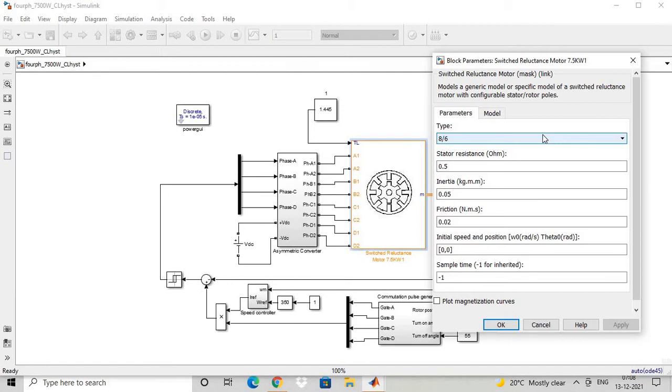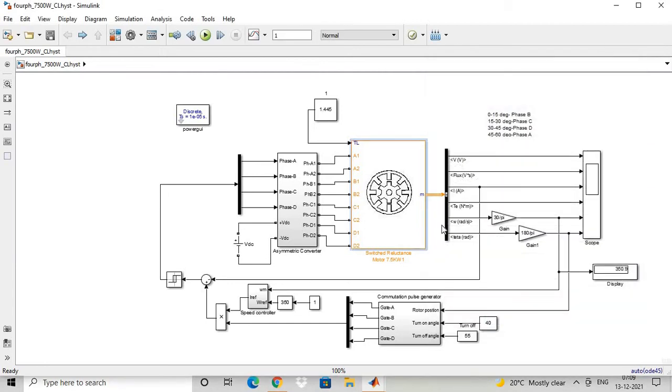Regarding the motor model parameters, stator resistance is 0.5 ohm, inertia 0.05 kg m squared, friction 0.02 Newton meter second, initial speed and position are 0, and sample time is -1. Then for the machine model, unaligned inductance is 9.15e-3, aligned inductance is 145.9e-3, saturated aligned inductance is 0.15e-3, maximum current is 35 ampere, and maximum flux linkage is 0.9.